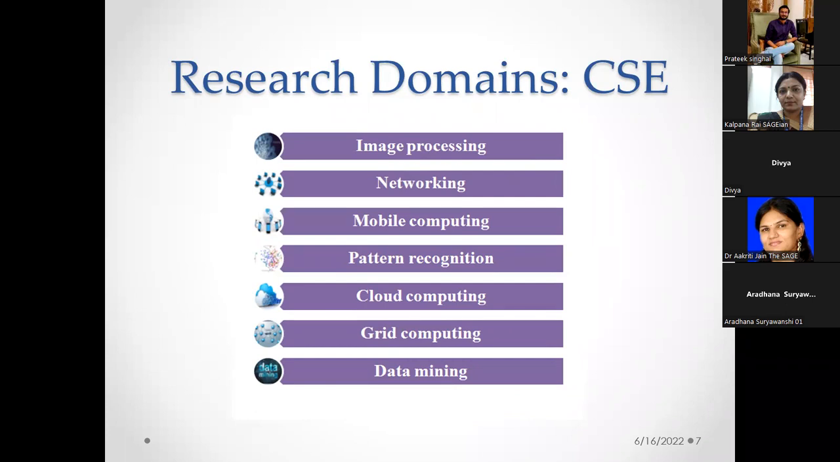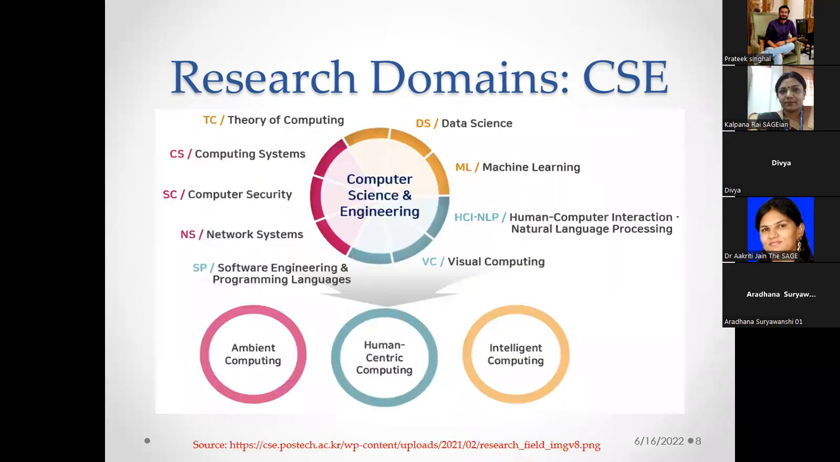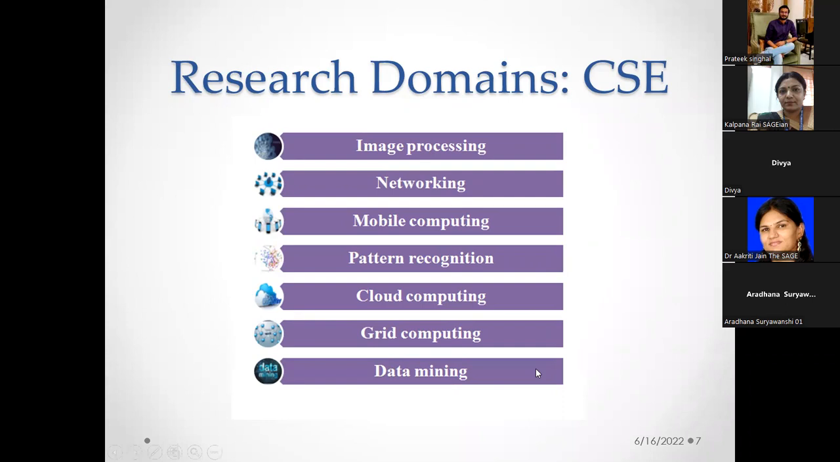Okay, so I'm taking a quick look at these different areas: image processing, networking, mobile computing, pattern recognition, cloud computing, grid computing, and data mining. These are some sample research areas. Image processing again considers pattern recognition, and document analysis is another part. So these are the basic ones. Then data mining, which is missed in this slide, involves things like web personalization.